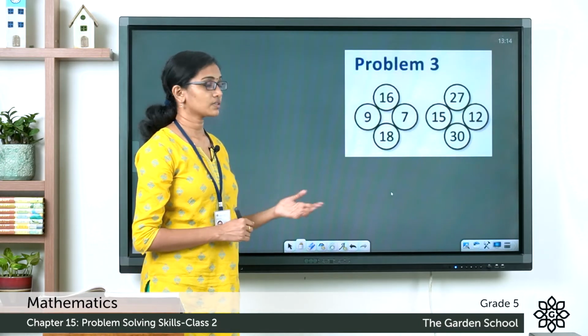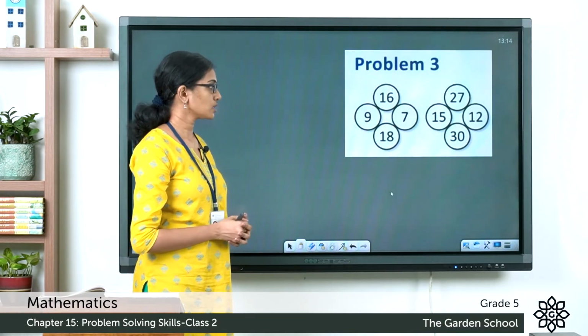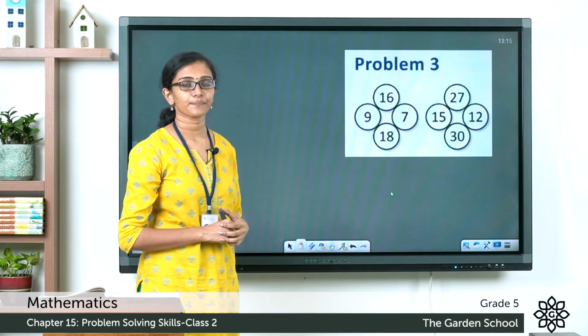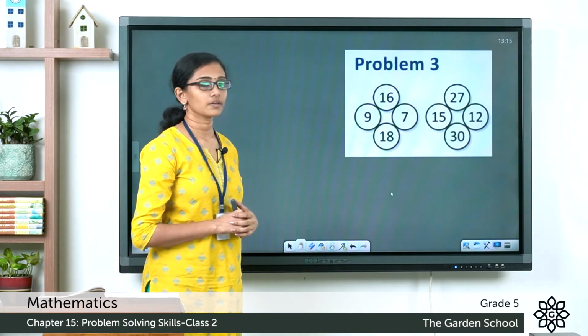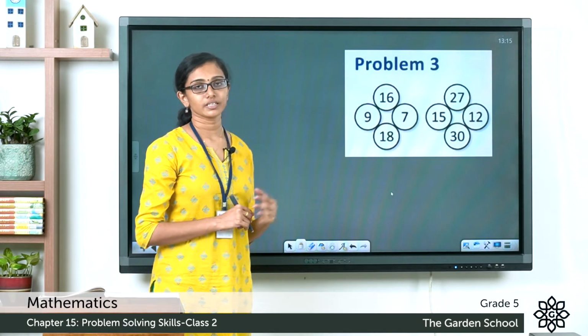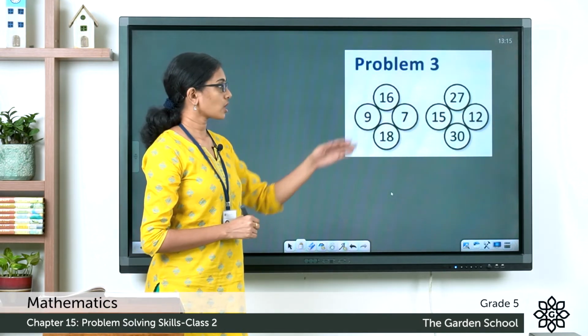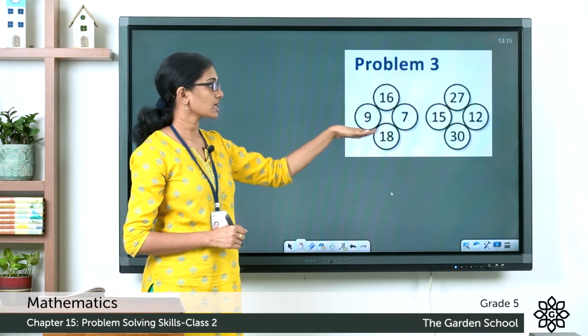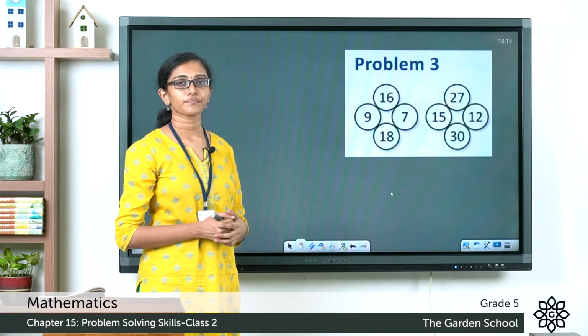This is problem number 3, the third example in your textbook. Here you can see some circles and they've got numbers written inside them, and you need to identify what is the pattern used in filling up these circles. So you have a topmost circle in both the cases, you have a bottommost circle in both the cases, and you have circles in between.